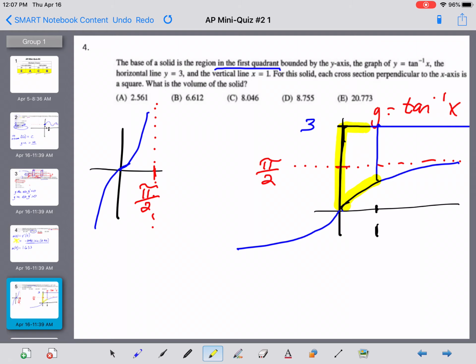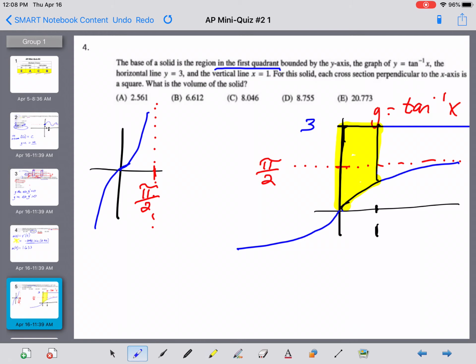The horizontal line y equals 3. And the vertical line x equals 1. Okay, we got it, guys. That, almost like a trapezoid, except it's curved on that one leg there, that's the region that we're talking about. Okay. So that yellow region right there becomes the base of a solid.